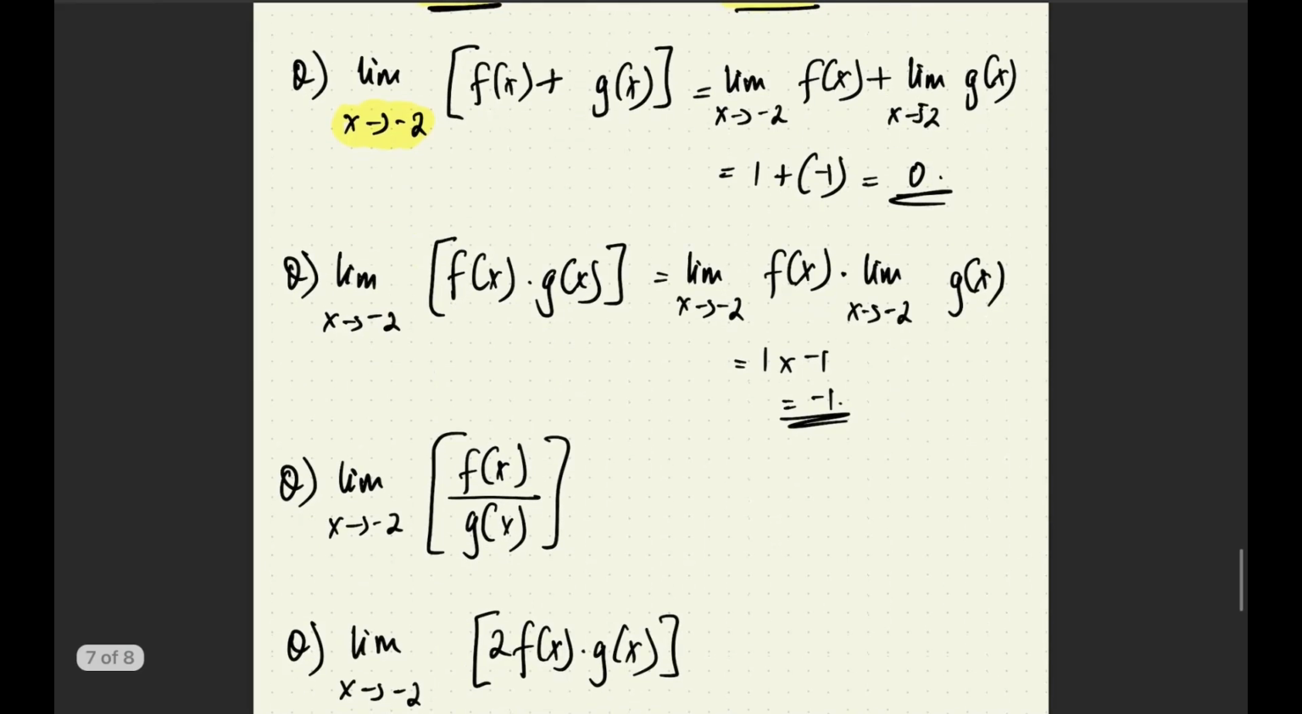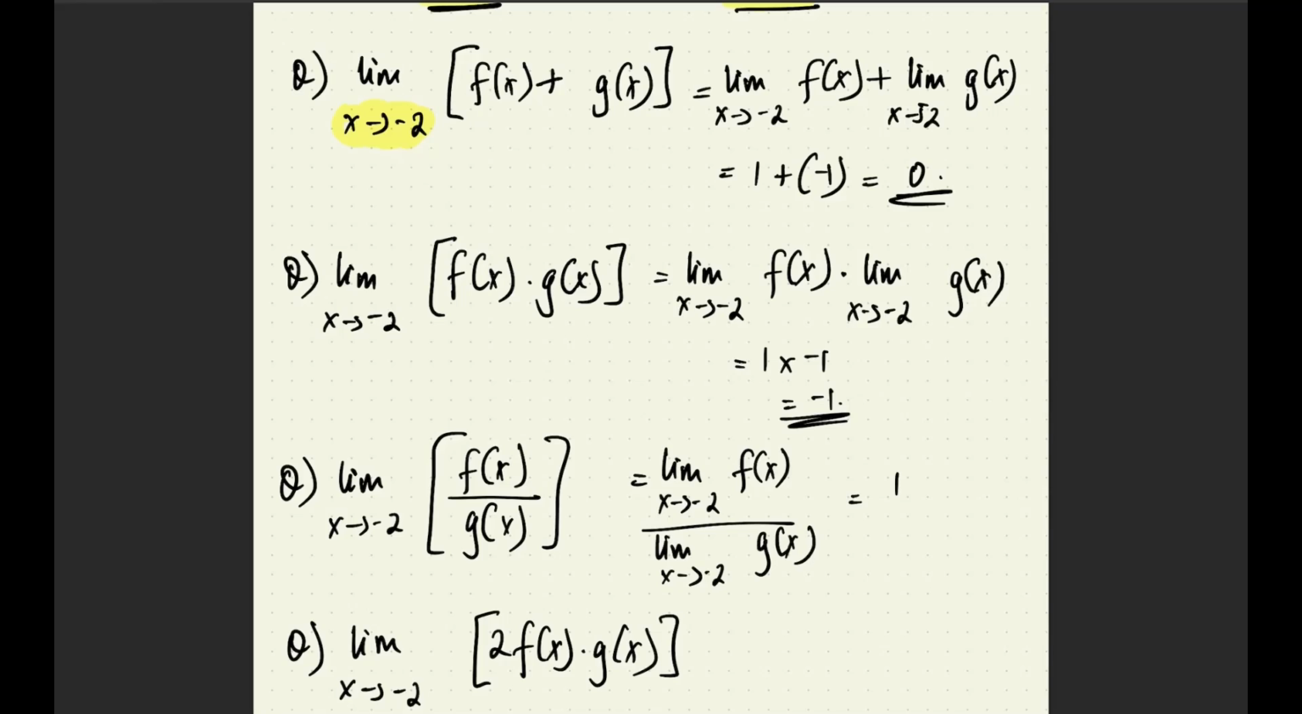The third question is the limit as x approaches -2 of f of x divided by g of x. So this is the quotient law. So the limit of a quotient is the quotient of the limits. So we can rewrite this as the limit as x approaches -2 of f of x divided by the limit as x approaches -2 of g of x. So we know that this is 1 over -1. So therefore the final answer is -1.